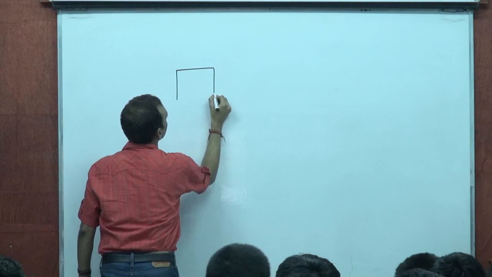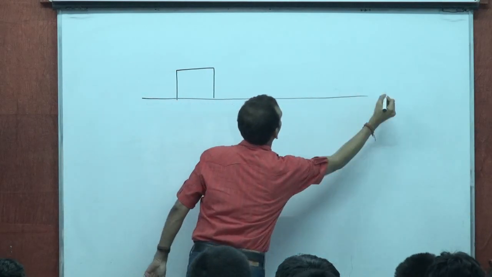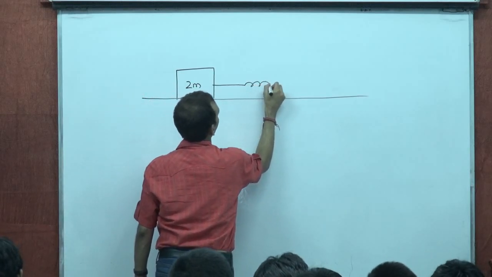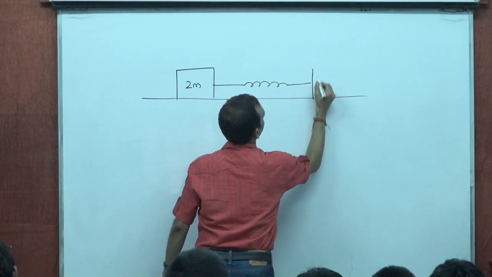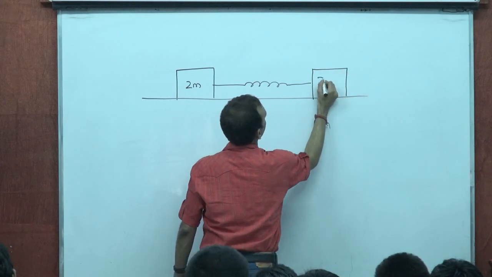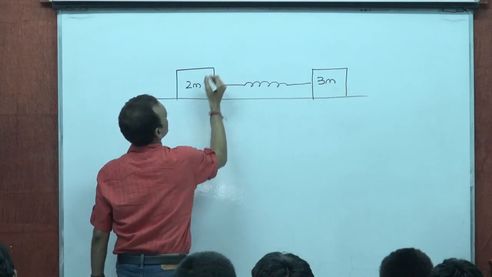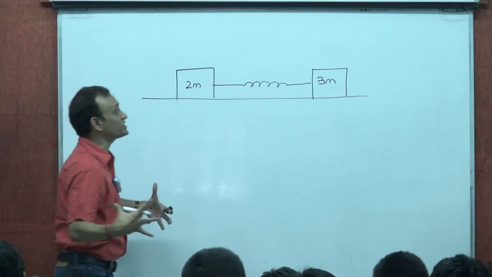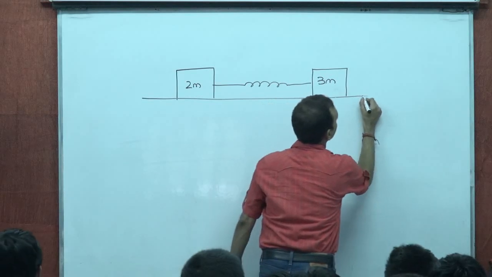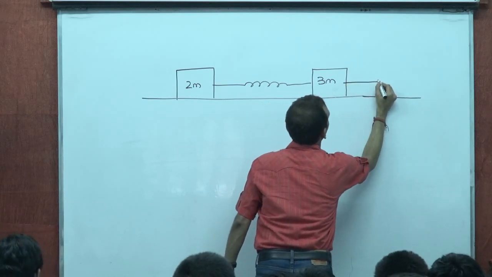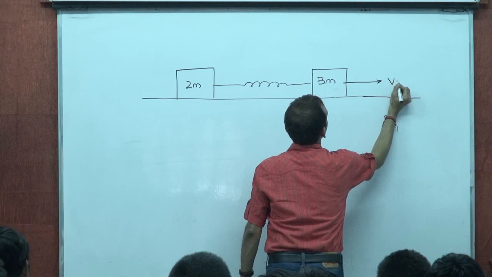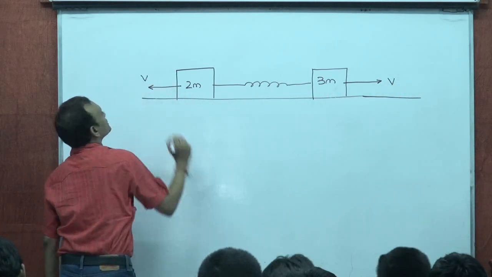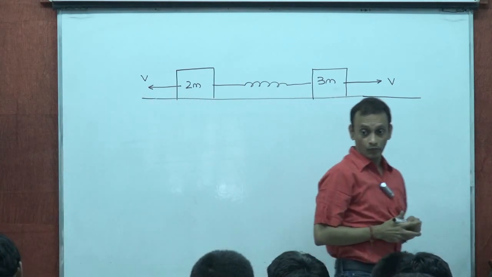See, if I had a system of particles, let's say this is mass 2m. The spring initially in its natural state, this is mass 3m. This is the natural state of the spring, the two masses connected by a spring of force constant k, and say this mass at this instant is given an impulse v, and this mass is given an impulse such that this has a velocity v leftwards.